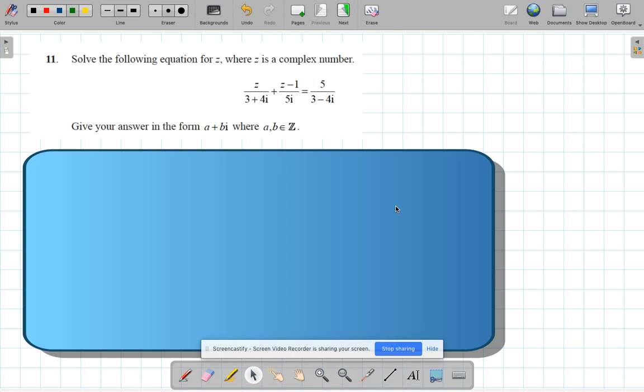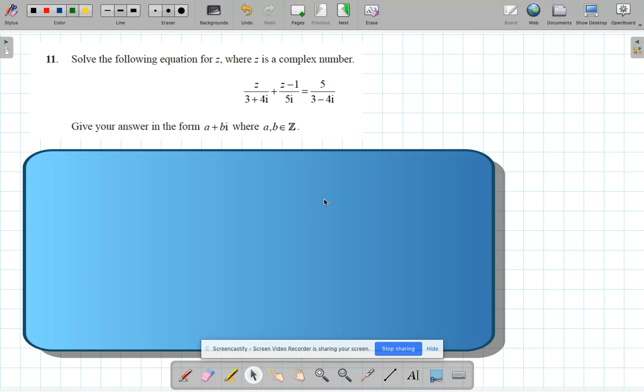This is Higher Level Day 5 daily question, and I've got a complex number question here. You can pause and have a read of it and do the question. It's straightforward, but the way I've done it certainly involves a lot of algebra. So I'll go through the solution now.